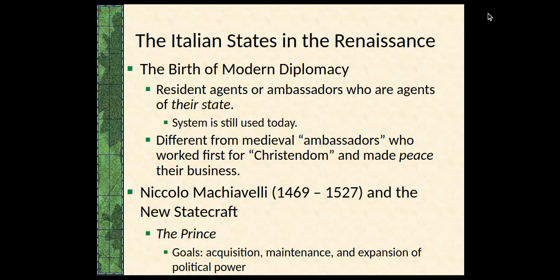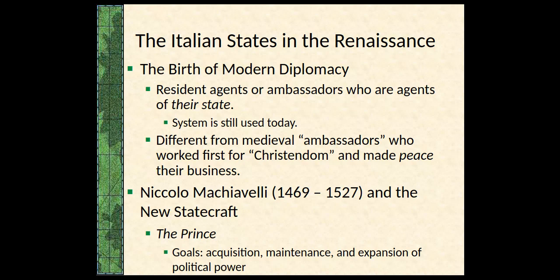Now, you also in this time period get the birth of modern diplomacy. Resident agents or ambassadors who are agents of their state. In the medieval time period, an ambassador represented sort of all of Christendom. They didn't really think of themselves as a representation of France or England or something like that, but of the whole. But in this time period, if you are an ambassador of Venice, you are trying to make things better for Venice. That is your goal. It is the same diplomacy that we use today. An American diplomat is trying to advance America's causes and wishes.